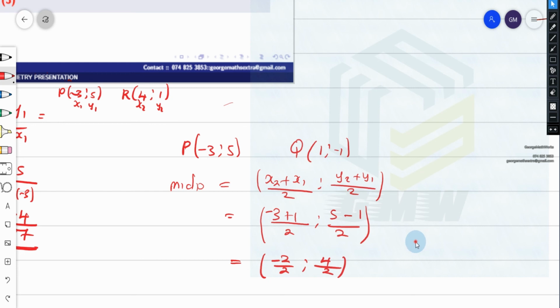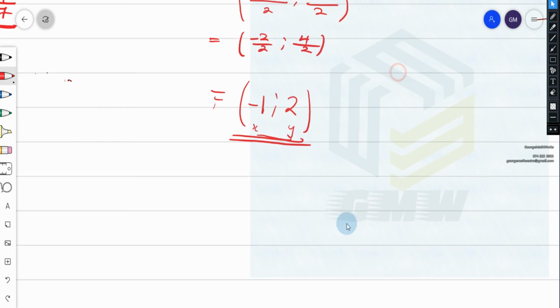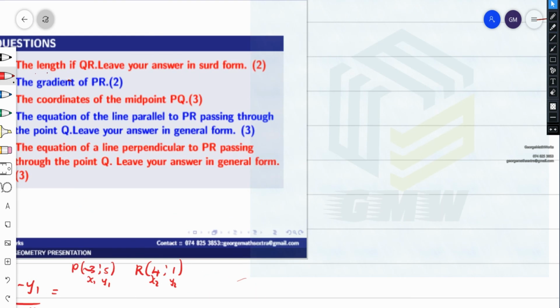So my midpoint in the end becomes minus 1 and 2, if you simplify that. This is the x value and this one is the y value. That's it on this question. Then we move to the next one.